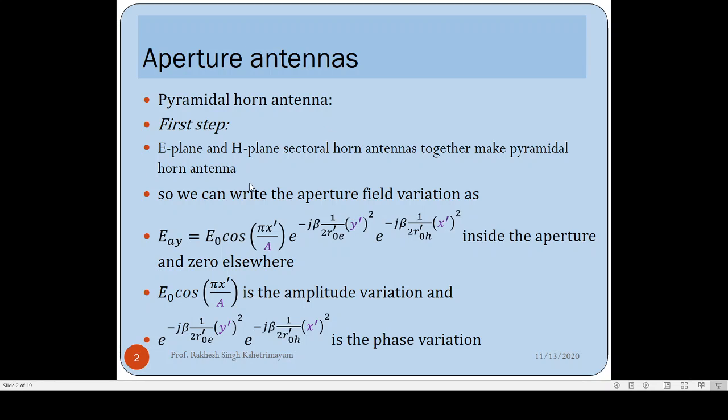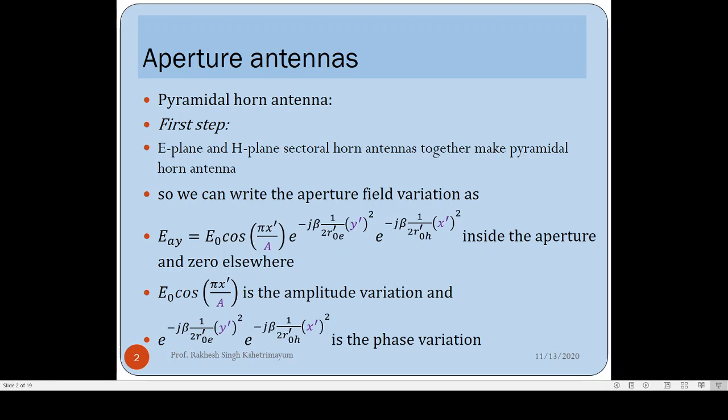Since we have flared out the open-ended rectangular waveguide in both x and y directions, we can write the aperture field variation of the pyramidal horn antenna as E_ay = E0 cos(pi x'/a). This is the amplitude variation of the aperture field. The phase variation, since you have flared out the open-ended waveguide in both x and y directions, has a quadratic dependence with respect to x' and y'. So now the fields are established in the aperture.